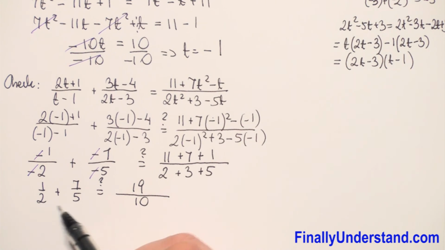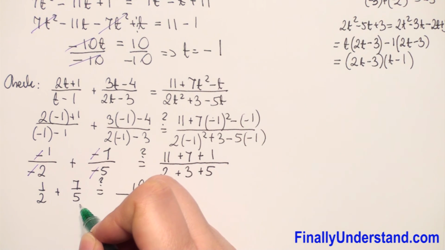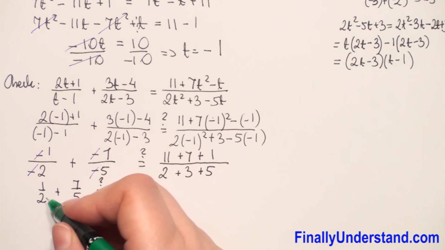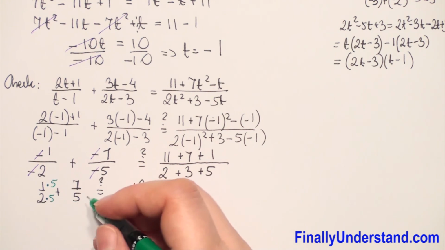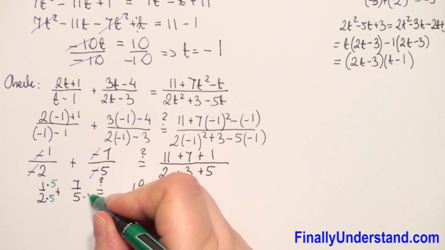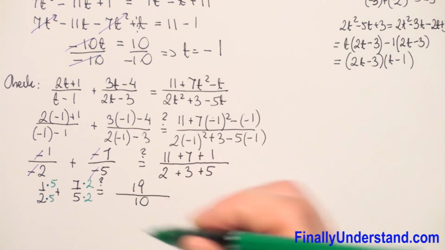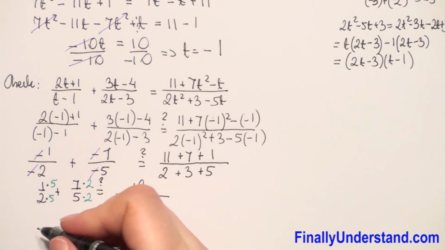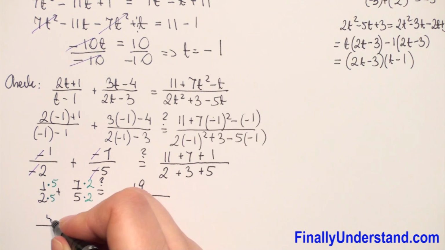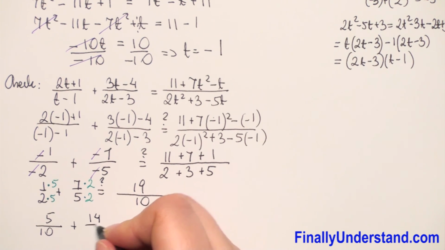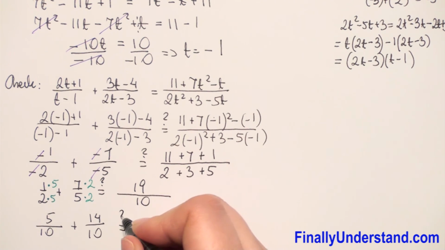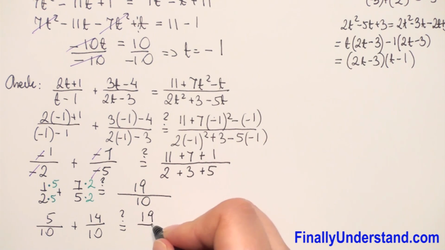Now we have addition on the left side of fractions, so we need to have the same denominator. For 2 and 5, the least common denominator will be 10. So 2 I have to multiply times 5, so the numerator I have to multiply also by 5. 5 I have to multiply times 2, so the numerator times 2. So on the left side we have 1 times 5 is 5 over 10, plus 7 times 2 is 14 over 10. So this should be equal to 19 over 10.